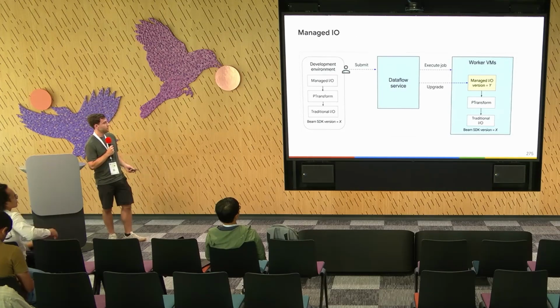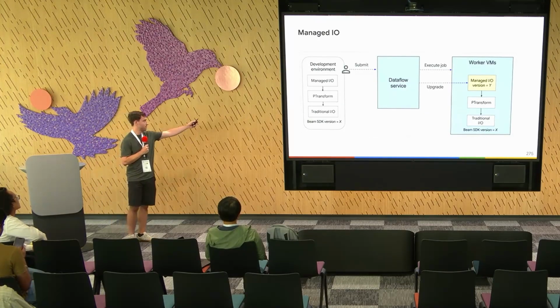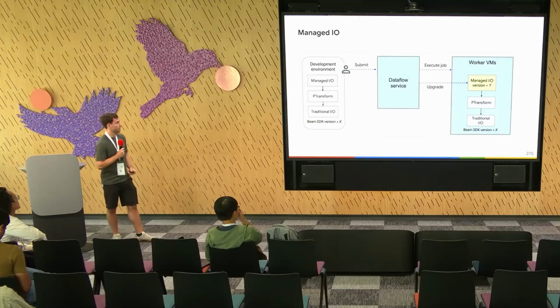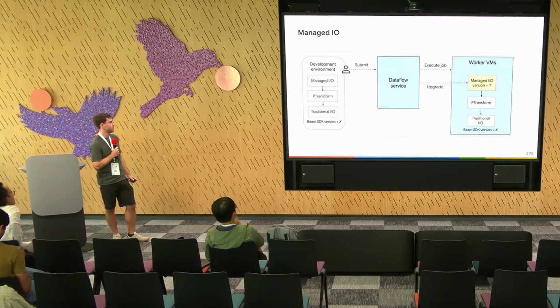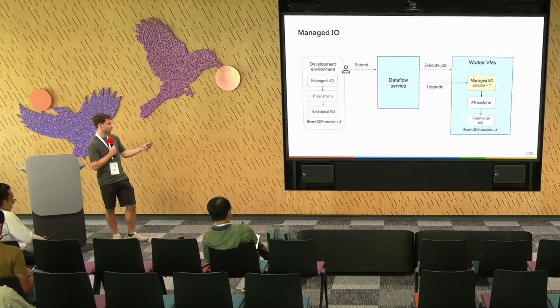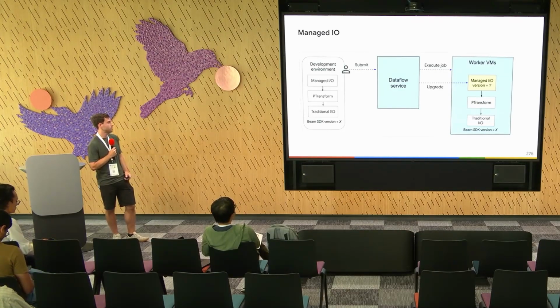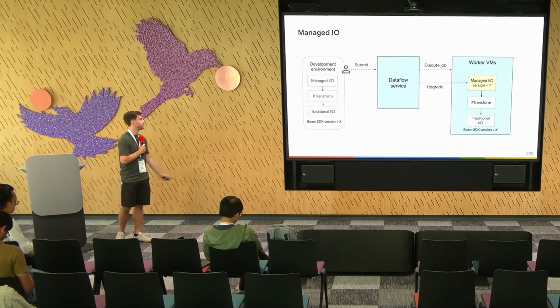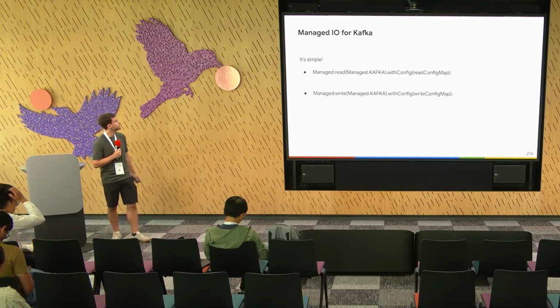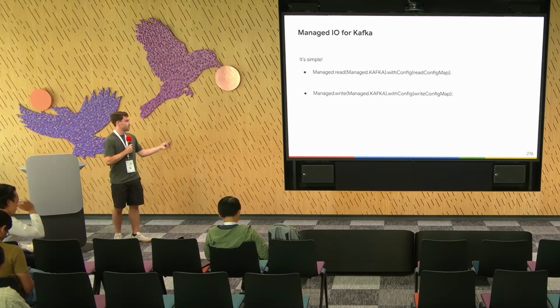This is just a very simplified diagram of how it works in Dataflow. As you can see, you submit your job to Dataflow service, and then when executing the job, the VMs will also use the upgraded version of your I/O, which might be version Y, and the rest of your pipeline can use the Beam version you launched with, which may be version X. So yeah, this is really simple.